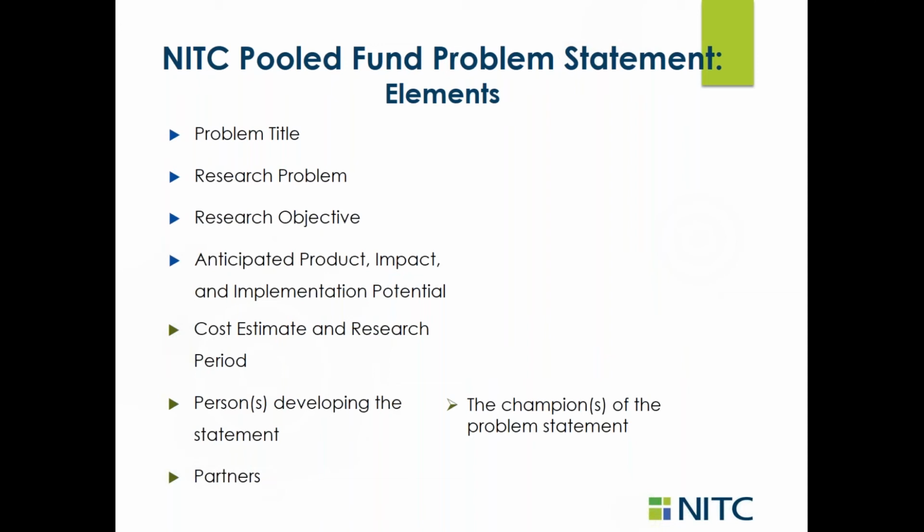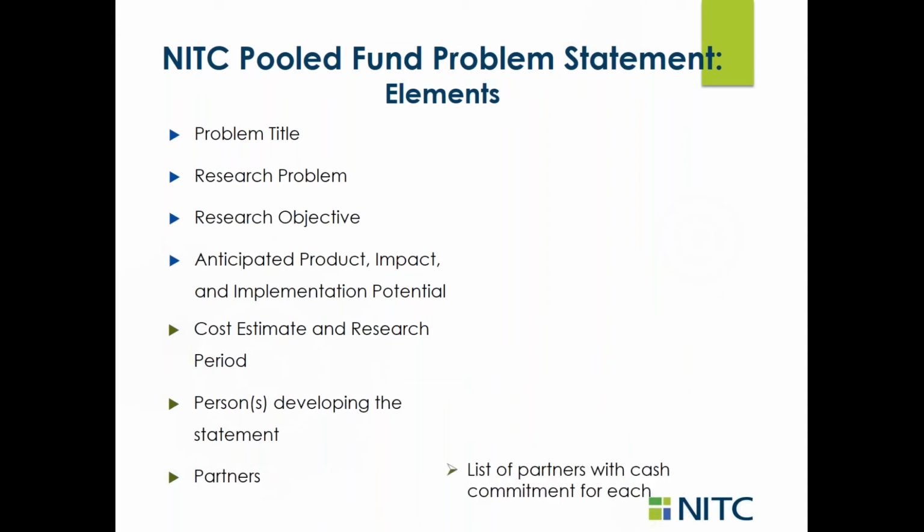What is your estimated project duration? To give you a general idea, the duration for a pooled fund project tends to be about 15 months. Of course, we need to know the individual or individuals who are submitting this statement. Please list them here.